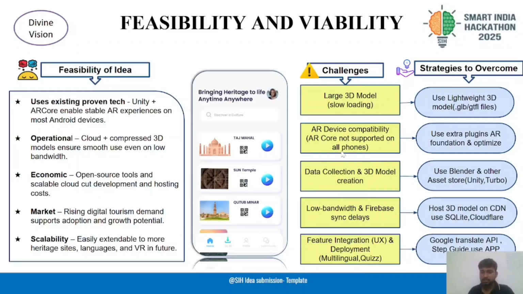These are the challenges. I have mentioned everything in this PPT. Large 3D models cause slow loading, so we use .glb and glTF files for lightweight 3D models. For AR device compatibility, since AR does not support some devices, we use extra plugins like AR Foundation so we can easily run on every type of device. For data collection and 3D model creation, we use Blender. For low bandwidth and Firebase sync delays, we host the 3D models on a CDN and use SQLite and Cloudflare.